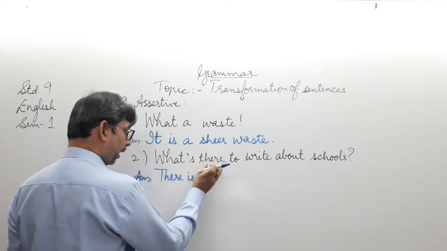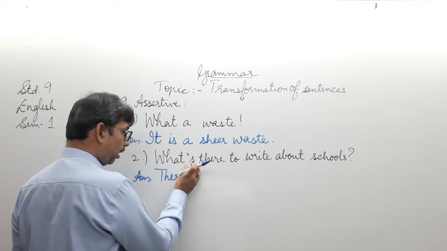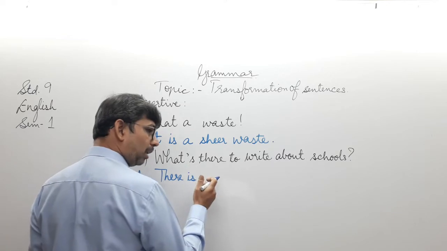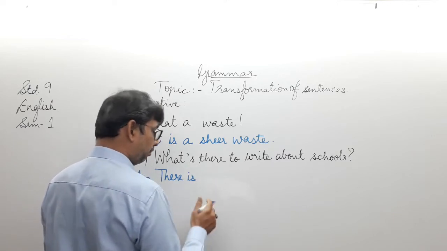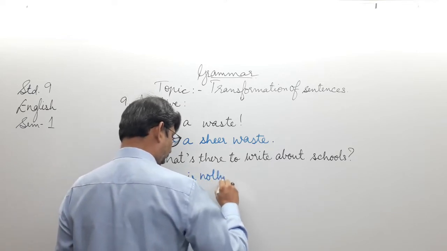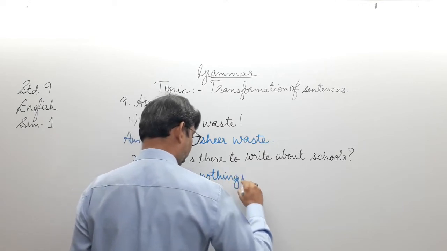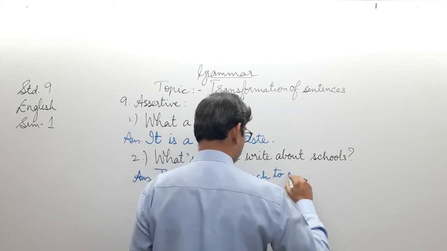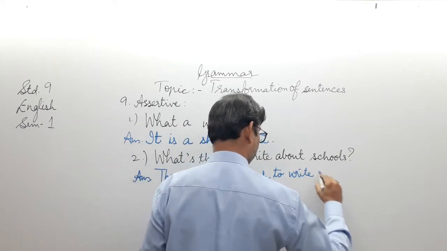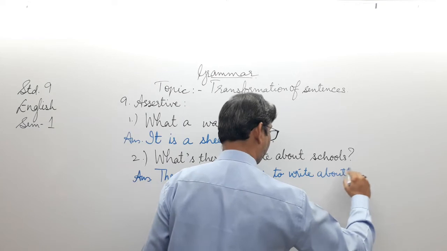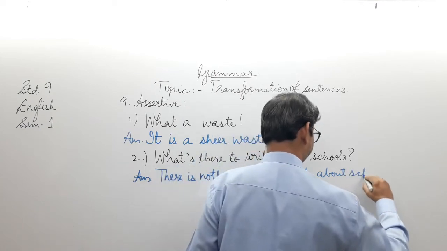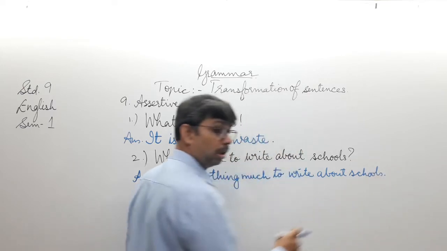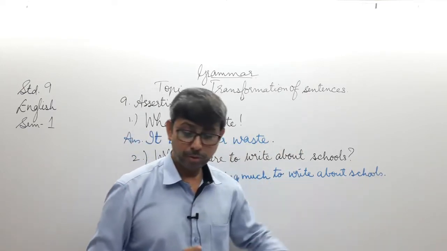So what's there, putting in there and the auxiliary verb from here, what's there to write about schools? There is, and then we add the words where we are saying there is nothing much to write about schools. Well, the interrogation mark will be changed to the period or the full stop.